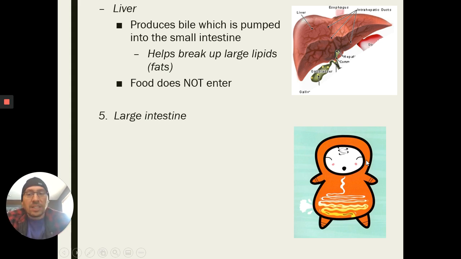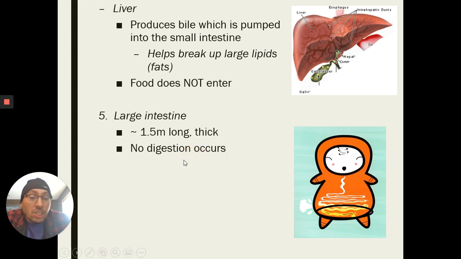Finally, we got the large intestine. It's kind of funny to say, but by this point, digestion is finished. The large intestine, okay, it's not as long as the small intestine. The small intestine is about 7.5 meters. This is about 1.5 meters long. It's also very thick. Okay, digestion's done by this point. Okay, we're just getting a watery mess.